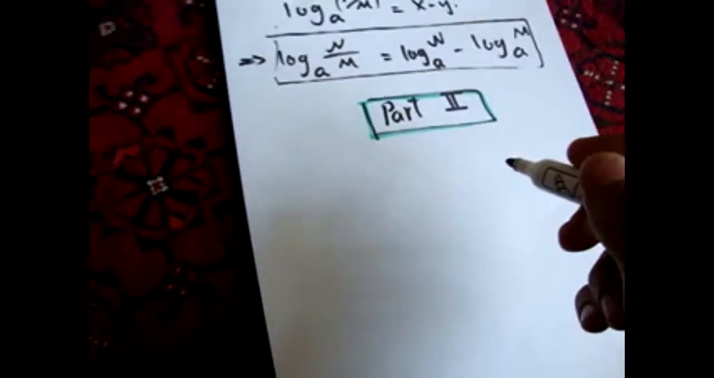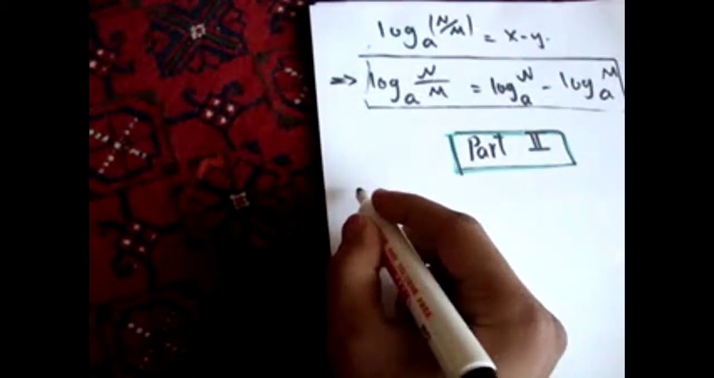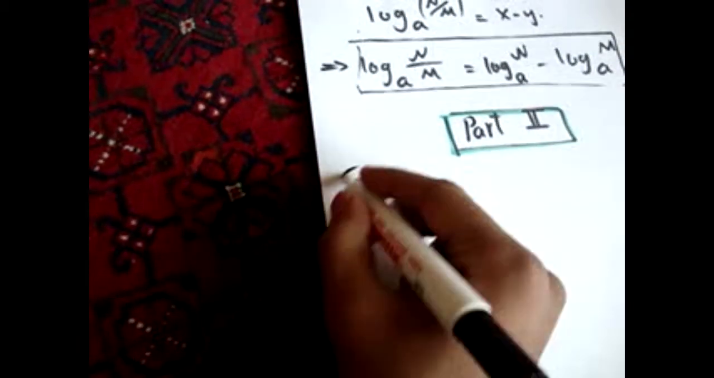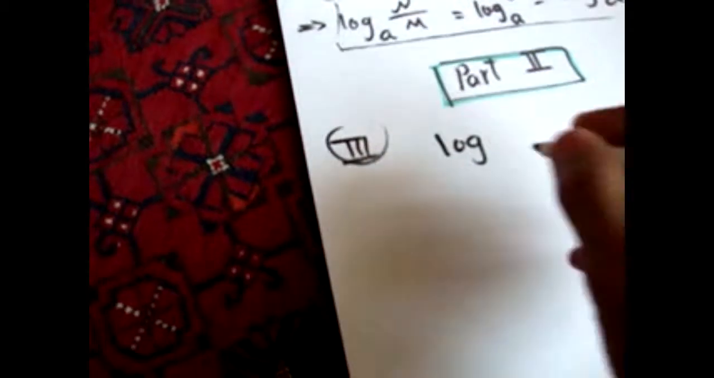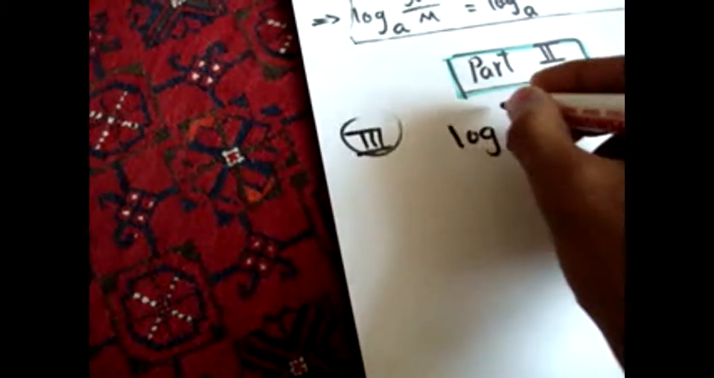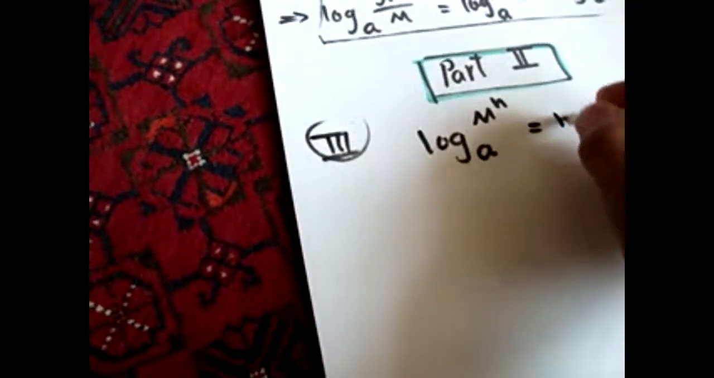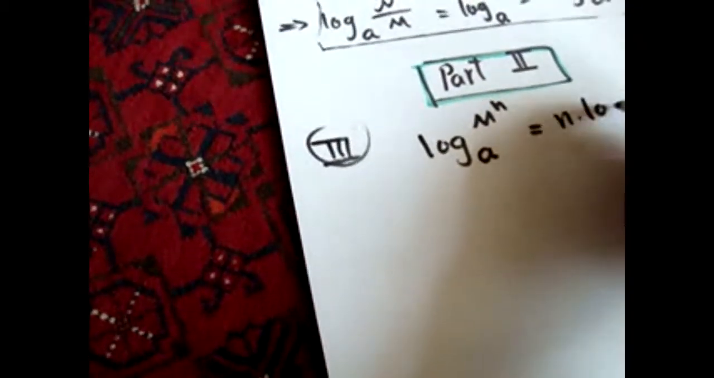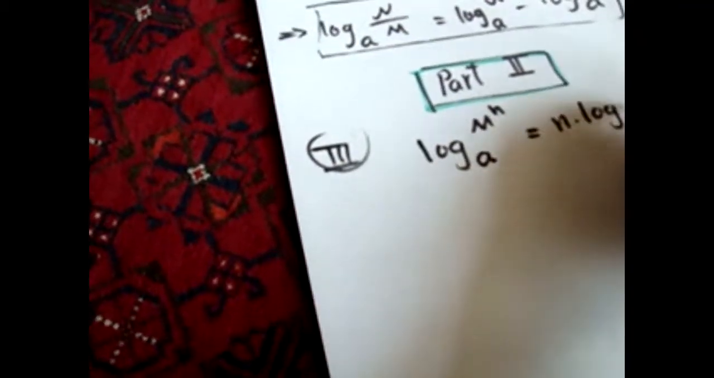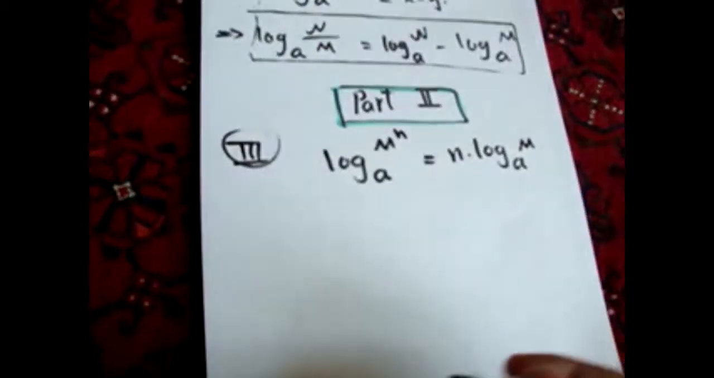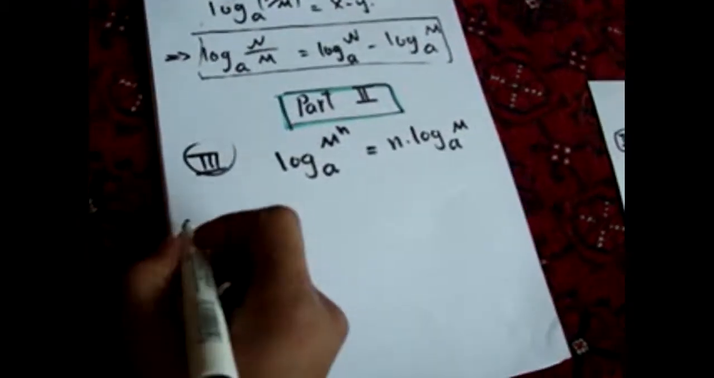So the third law, or the third property in the logarithms, is this. If you have a logarithm base a of m to the power of n, this is simply equal to n times logarithm base a of m. So we want to prove this.